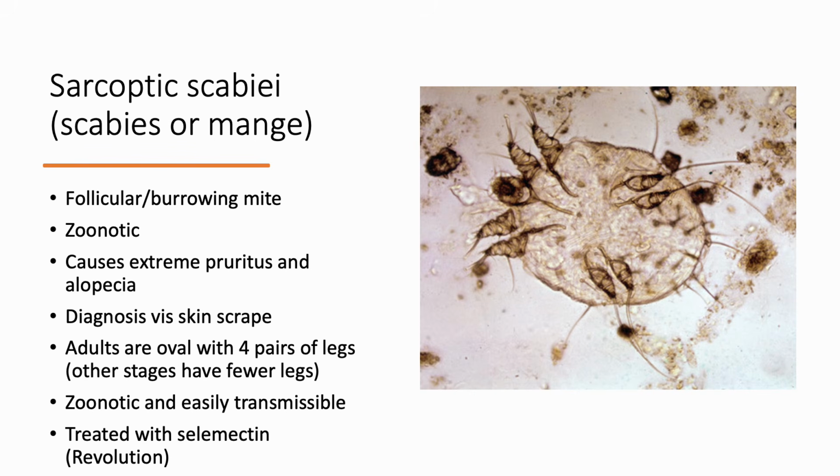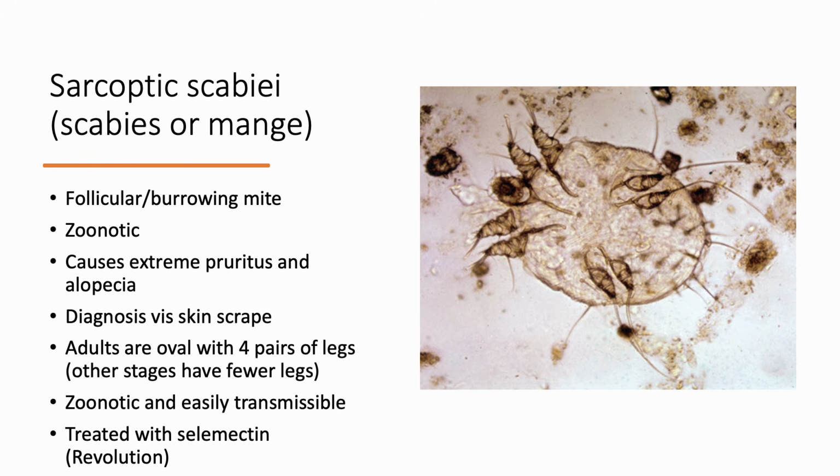The next mite is Sarcoptes scabiei, which is scabies, again also called mange. And this is also a follicular or burrowing mite. So it's deep in the hair follicle. It's not on the surface of the skin. This is a zoonotic mite, and so we could get this one from our patients if we are touching the area that they're infected without wearing gloves or PPE.